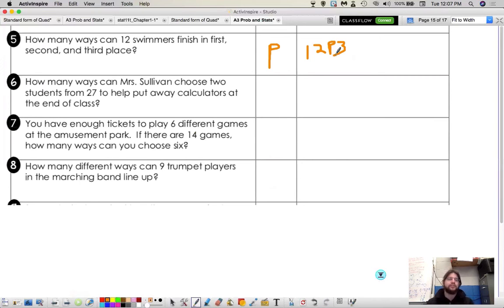Mrs. Sullivan is going to choose 2 students to help put the calculators away. It doesn't matter if you choose Bob and Sally or Sally then Bob. It's the same 2 students. That's a combination. 27C2.